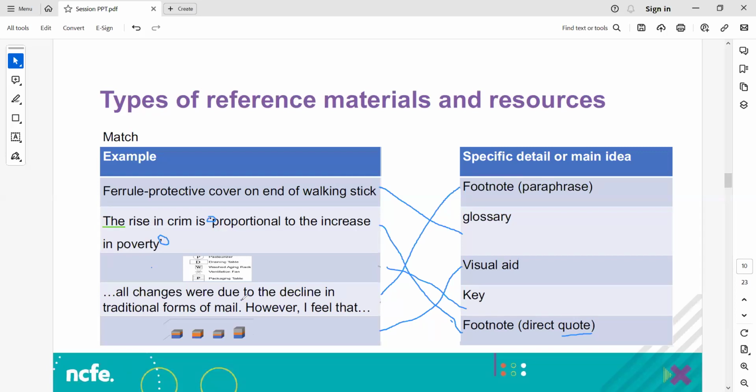So what you might find in a book is there's a little number one there. Oh, sorry, that's my mouse not working very well. So number one, and then you would go to the bottom of the page and you'd see number one, and there would be an explanation of where the writer found that argument or information that they have paraphrased. Okay, so does anyone have any questions? It is tricky, that activity.